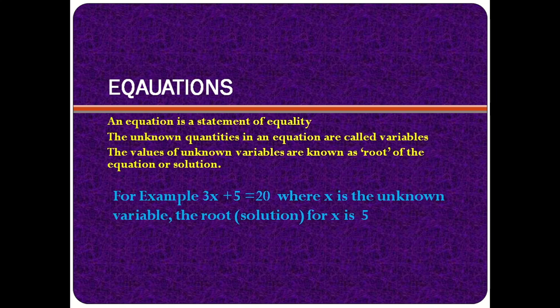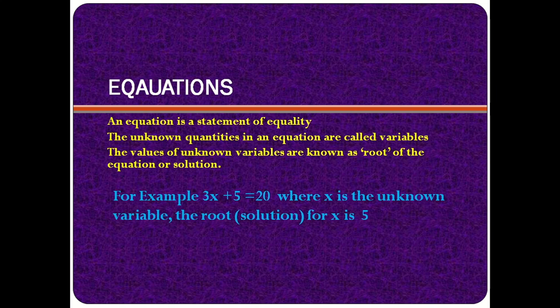But in algebra, an equation is stated in terms of a variable. For example, 4x plus 2 is equal to 6, where x is the variable that is unknown. So the unknown quantities in an equation are called variables. In an algebraic equation, you will have to find out the value of the unknown variable, and that value is called the root of the equation or solution to the equation.